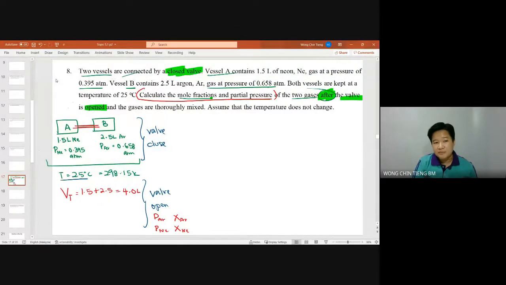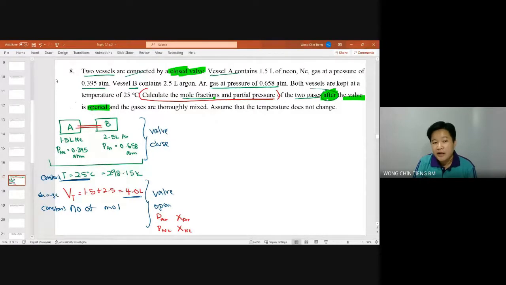Guys, temperature remain constant. Volume change. Next thing I want to ask. After the valve open, is the number of mole remain constant or the number of mole change? Kita buka tak tambah gas? Kita tak tambah gas dan kita tak keluarkan gas. Betul? So, in the other words, number of mole pun sama. Guys, temperature constant, number of mole constant, volume change, pressure also change. What laws apply?